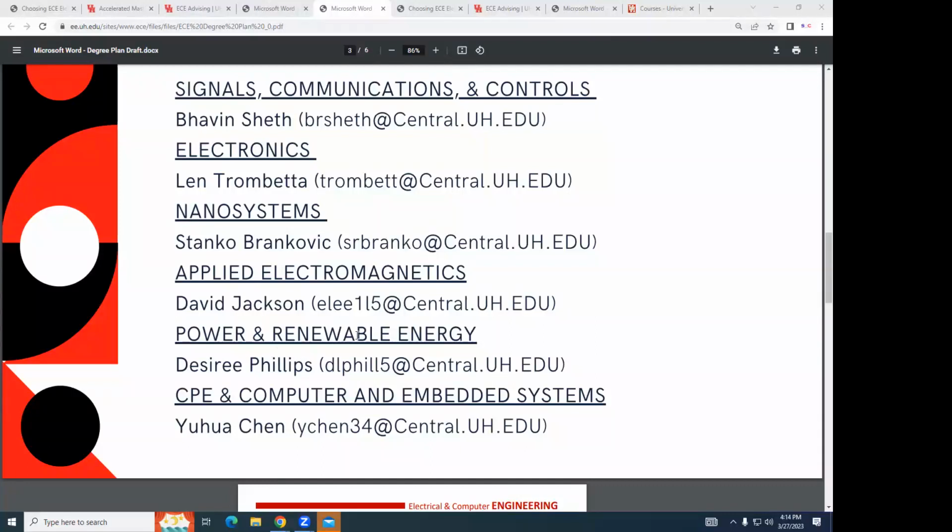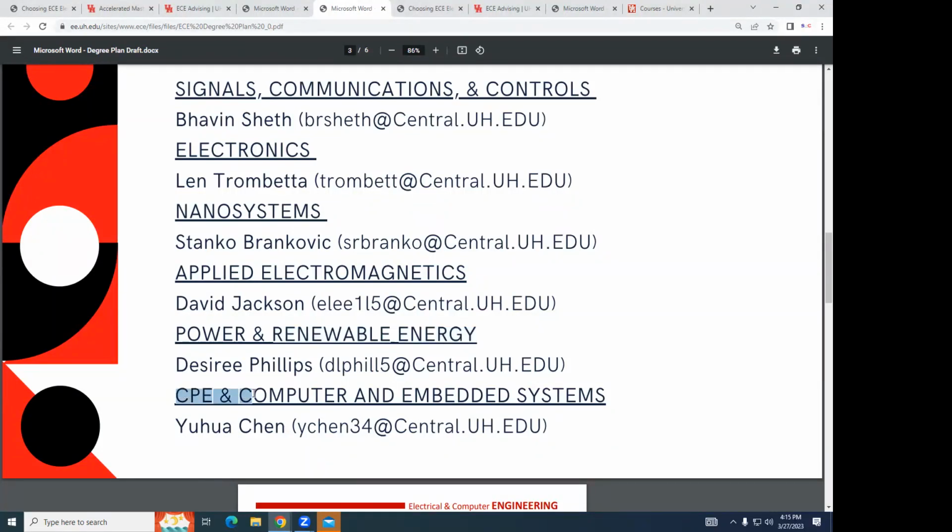Power and renewable energy, fairly straightforward. How do we generate 3-phase power that gets to your homes and your factories? And what's the deal with renewable energy? Renewable energy tends to be DC, whereas what comes out of the wall when you put the plug in is AC, 60 hertz. And so there's a lot of electronics that changes DC to AC and gets it out onto the grid. And so we deal with those sorts of issues.